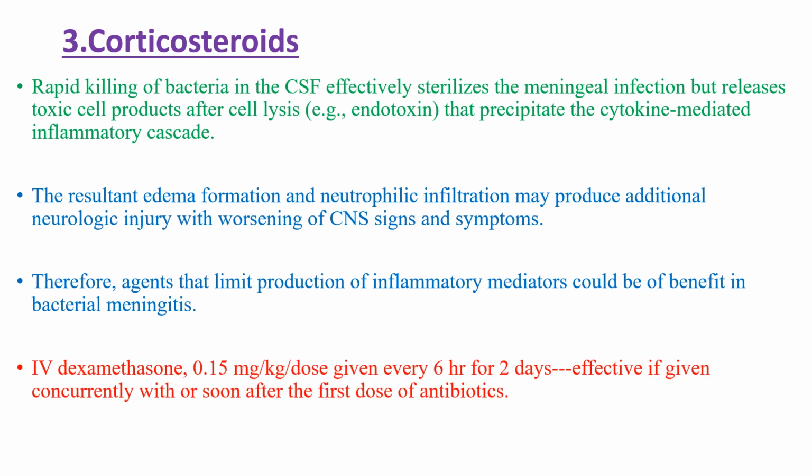So, IV dexamethasone 0.15 mg per kg per dose given every 6 hours for 2 days is effective if given with or soon after the first dose of antibiotics. It is mainly effective for Strep pneumoniae and H. influenzae type B.